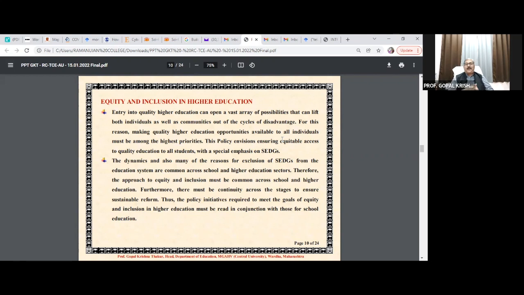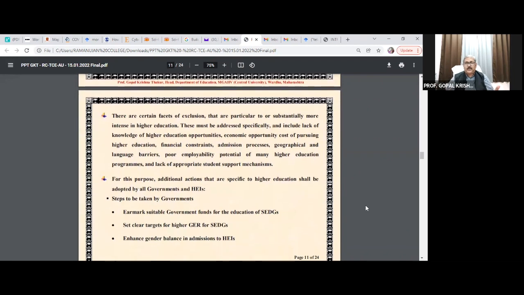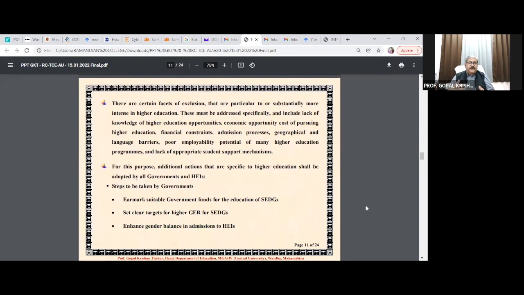And we know lack of knowledge of higher education opportunities, economic opportunity, cost of pursuing higher education, financial constraints, admission processes, geographical and language barriers, poor employability potential of many higher education programs, and lack of appropriate student support mechanisms. These things are barriers in terms of providing equitable and inclusive education. And if we as a nation want to provide equitable and inclusive education to our students belonging to all sections of society, including SEDGs, we must address these constraints. We must address these hindrances, and only by removing such hindrances and constraints can we achieve the goal.